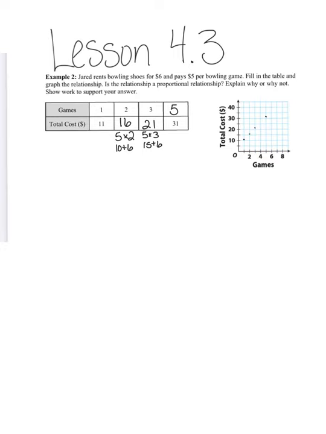So when I connect the points, I notice that my line, while it is a straight line, it does not go through the origin. Therefore, the relationship between y and x, it is not constant. So we would consider this not proportional.